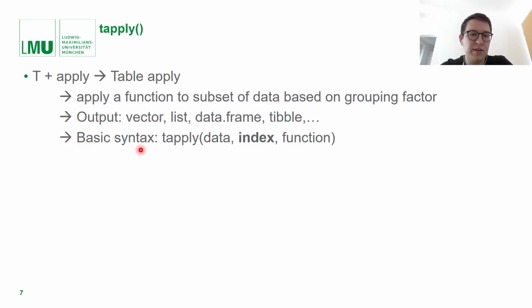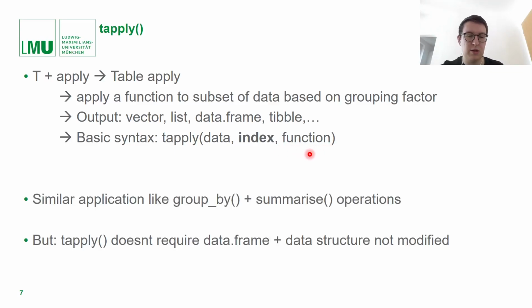And the basic syntax has now changed a little bit. Of course, the function first, then we give it the data, then we give it the index, and with index we actually mean the variable or the grouping factor that we are talking about. Let's say when we use the Gapminder dataset, we use country or continent as a grouping factor, grouping variable, and here this is called the index.